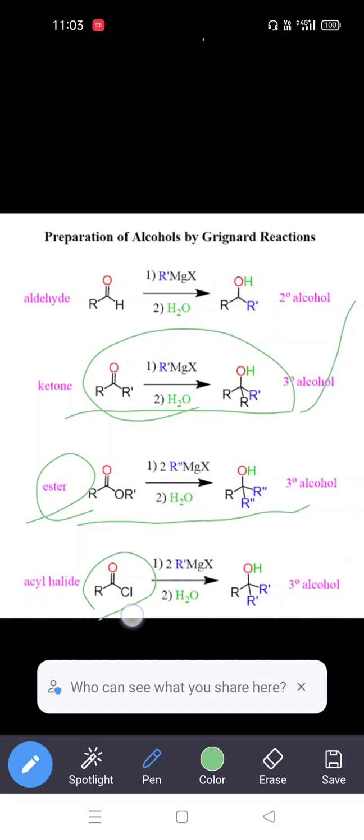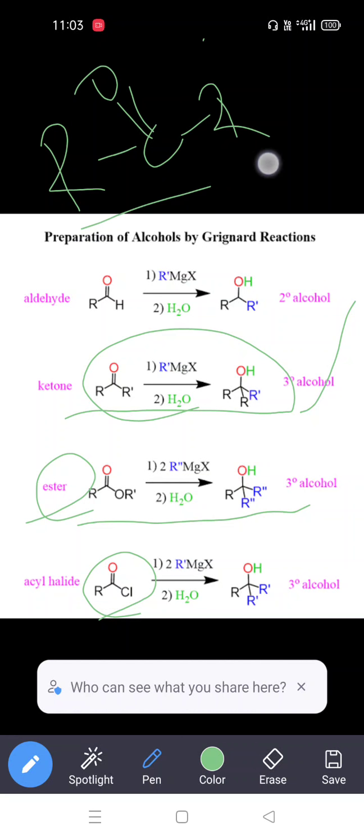So this is also acyl halide. The acyl halide reacts with the RMgX to prepare the ketone as the first product. After that, ketone again we react with RMgX, and the same thing, a hydrolysis process, produces the tertiary alcohol as the product. So these are some of the important preparations of alcohols from the Grignard reagent we are using.